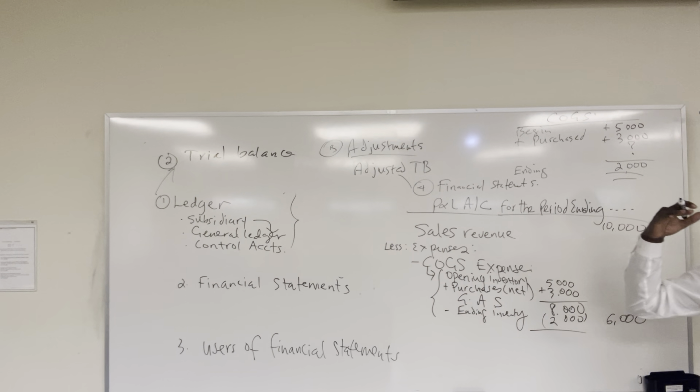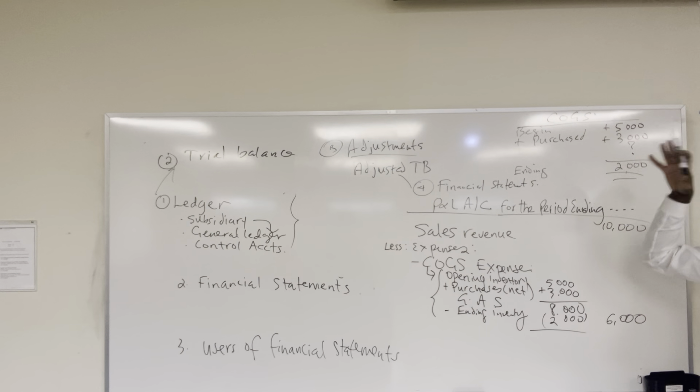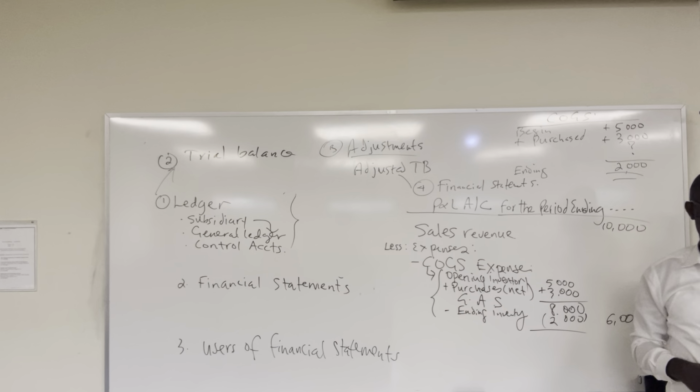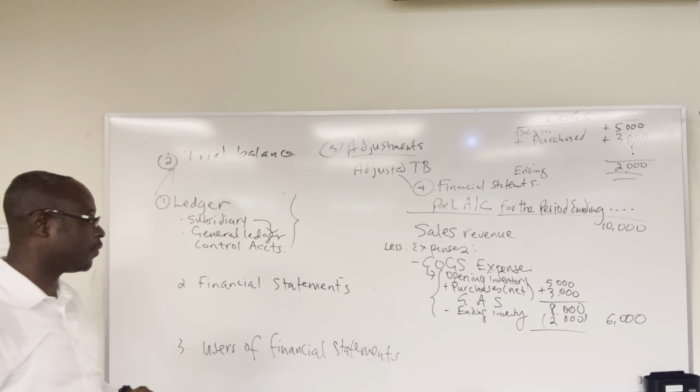Beginning, leave spaces, do the ending. What did you purchase? What did you sell? And what is missing? In this case, what is missing is the difference between this and that, which is what? 8,000 minus 2,000. That must be 6,000, correct? That is how you don't have to memorize it because you're always going to do it the same way. Beginning, space, space, space, space, ending, purchased, what is missing, and that should be the cost of goods sold. Does that make sense? All right. So that's how you calculate the cost of goods sold.